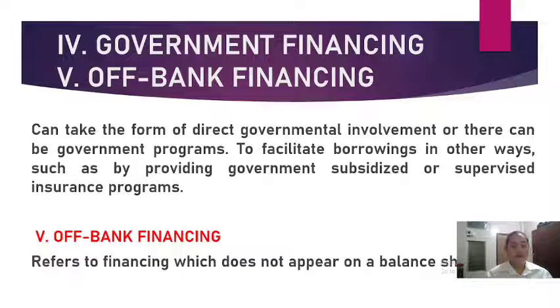Fifth is off-bank financing, which refers to financing that does not appear on a balance sheet. Off-bank financing, or off-balance financing, is an accounting practice where companies keep certain assets and liabilities from being reported on the balance sheet. For example, operating leases and partnerships.